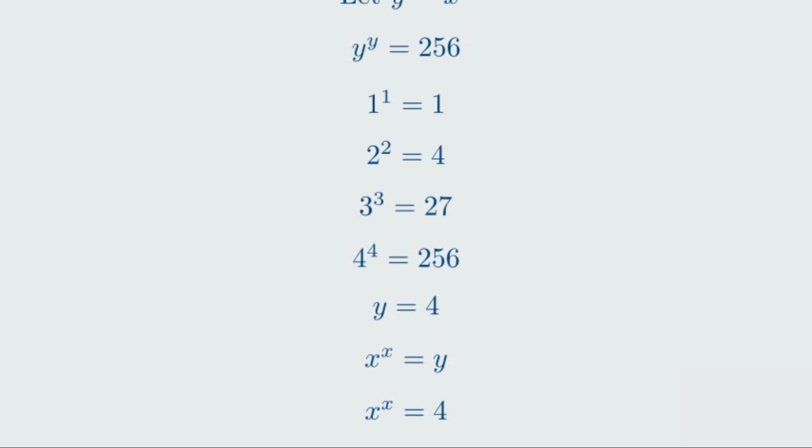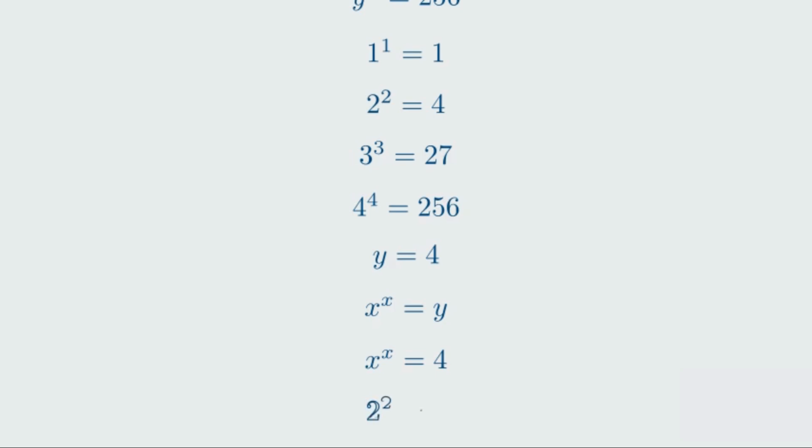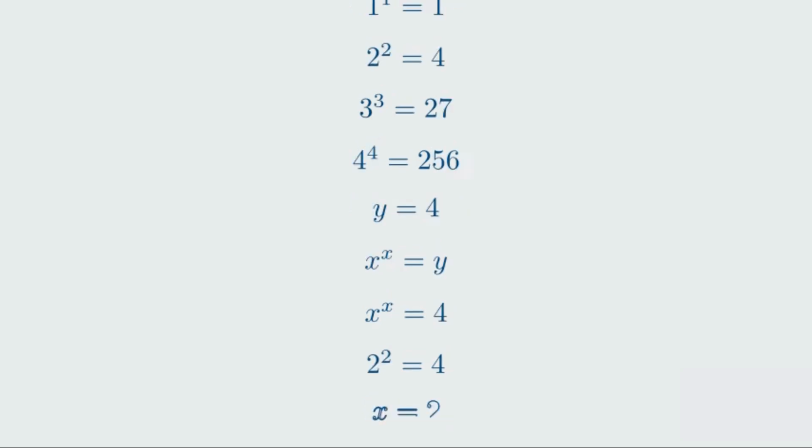By inspection, x equals 2. Let's check it. 2 to the power of 2 equals 4. This is correct. So, our solution is x equals 2. This method was much more direct.